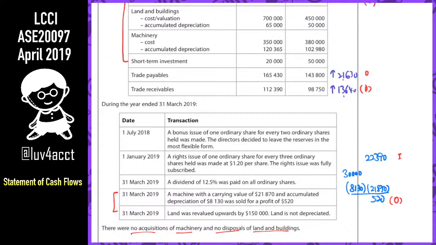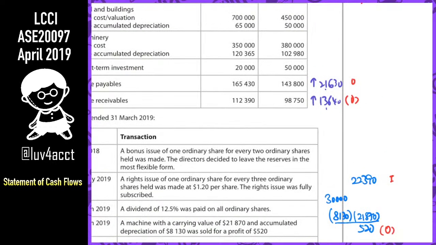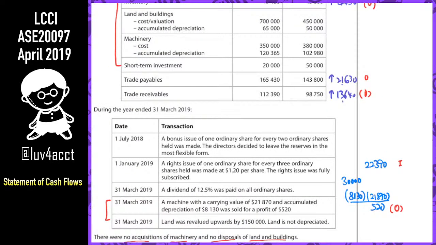the depreciation of machinery. Okay, so let's see. Machinery, the cost from 380,000 to 350,000. This is according to our disposal of machinery. The cost being 30,000. Good. So minus 30,000, it will equal to this one. Good. Finish. Nothing else.